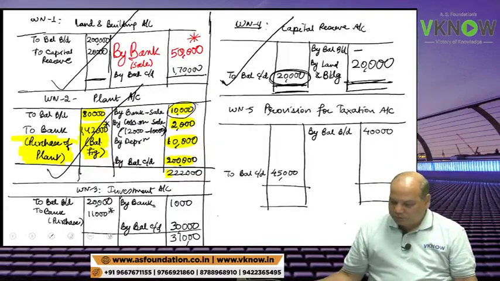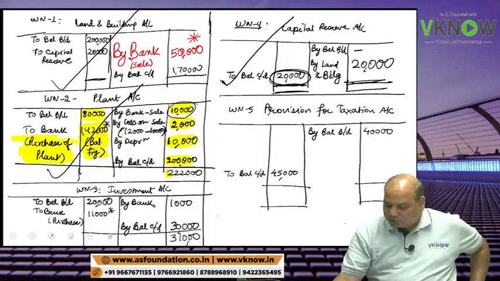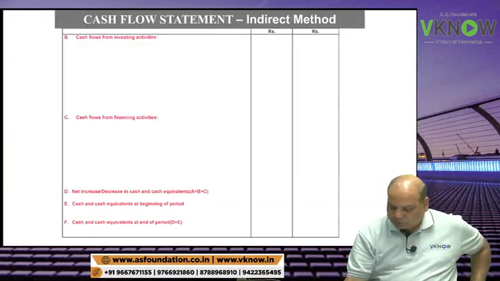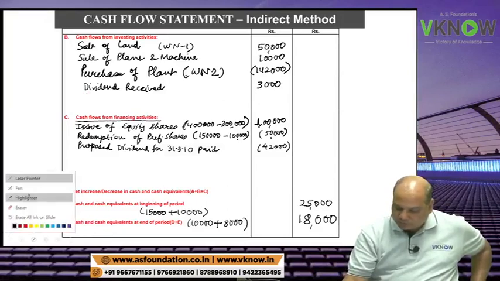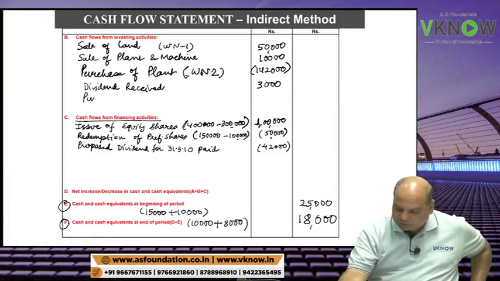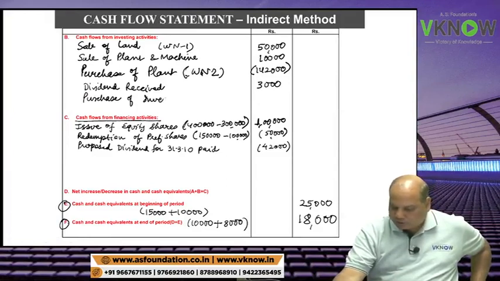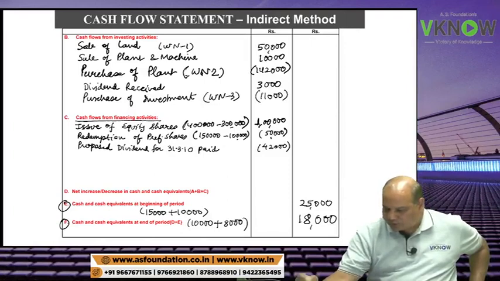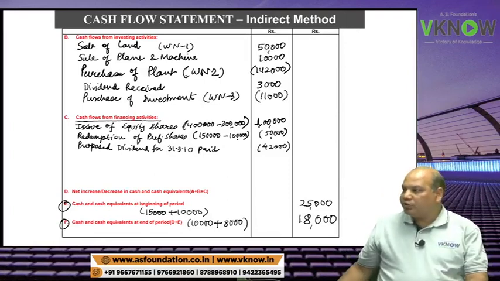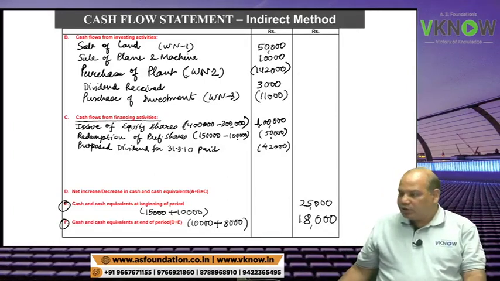So this is back to normal. Purchase of investment. Purchase of investment in investing activity, from working note 3, 11,000 rupees in bracket. Okay.